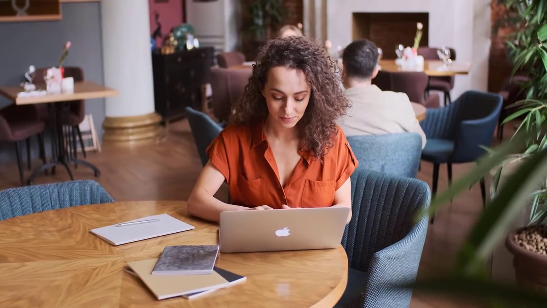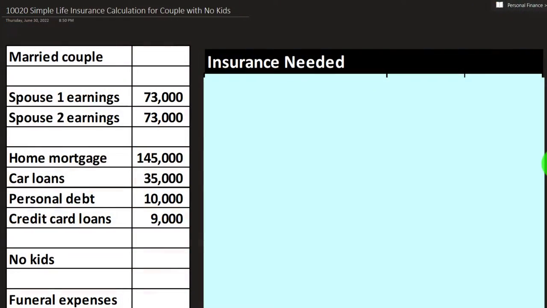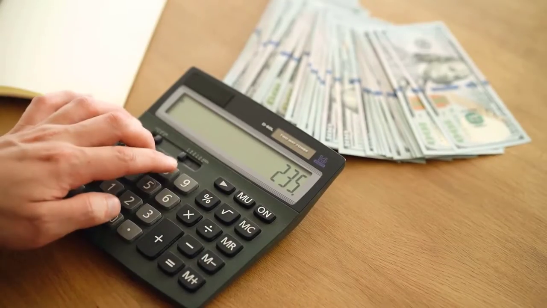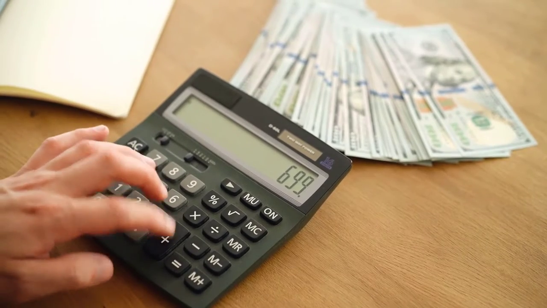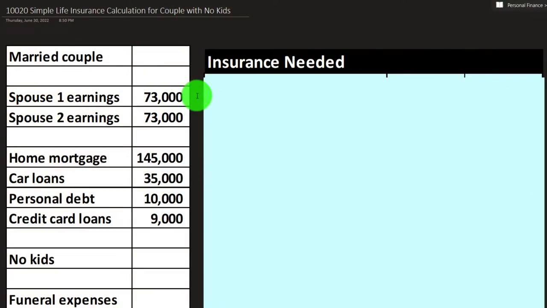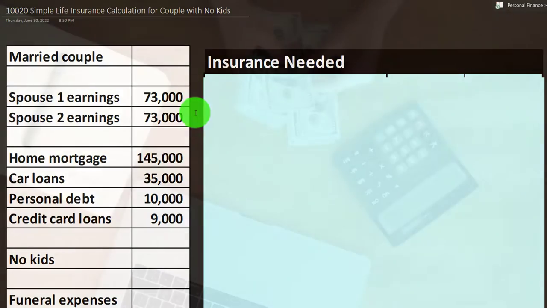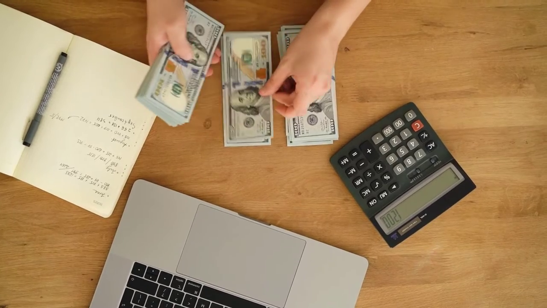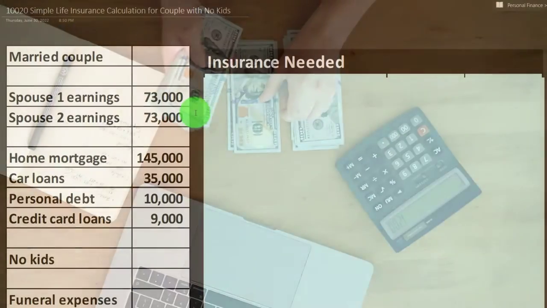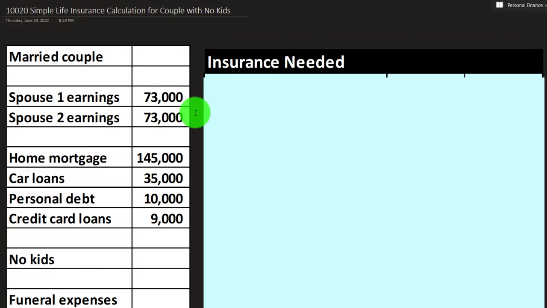But if you have two individuals that are together and they're commingling some of, for example, their debt, but they don't have any kids involved, then in that particular situation you might have a more simplified calculation for the life insurance. So we're specific to that situation. We've got spouse number one, we're going to say 73,000, spouse number two, 73,000. So in this situation, you've got two individuals who are possibly both working and earning, and neither of them is really sacrificing more or less of their time for the childcare component, if there's no kids involved.